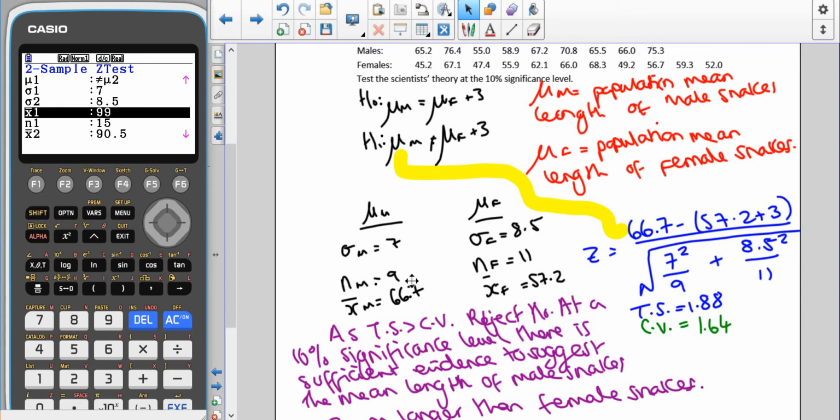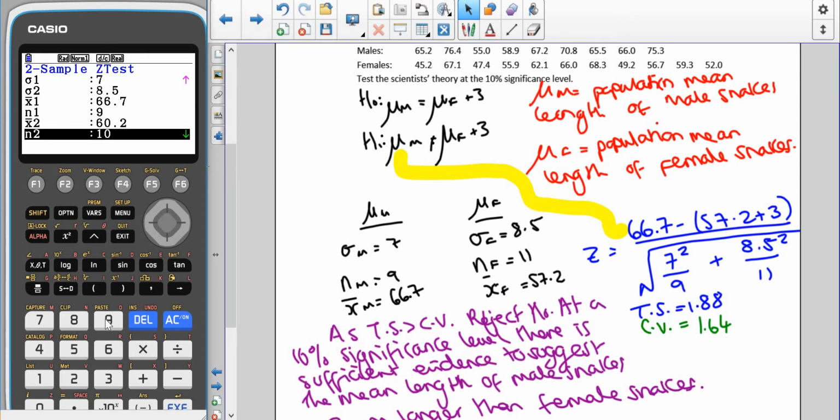The mean of the first group, now because we're not adding anything onto that side, is just going to be the same as what I've got written down here. So 66.79. And on this side, because we're adding on 3, I'm going to have to add on 3 to this mean. So that's going to give me 60.2 for the mean.